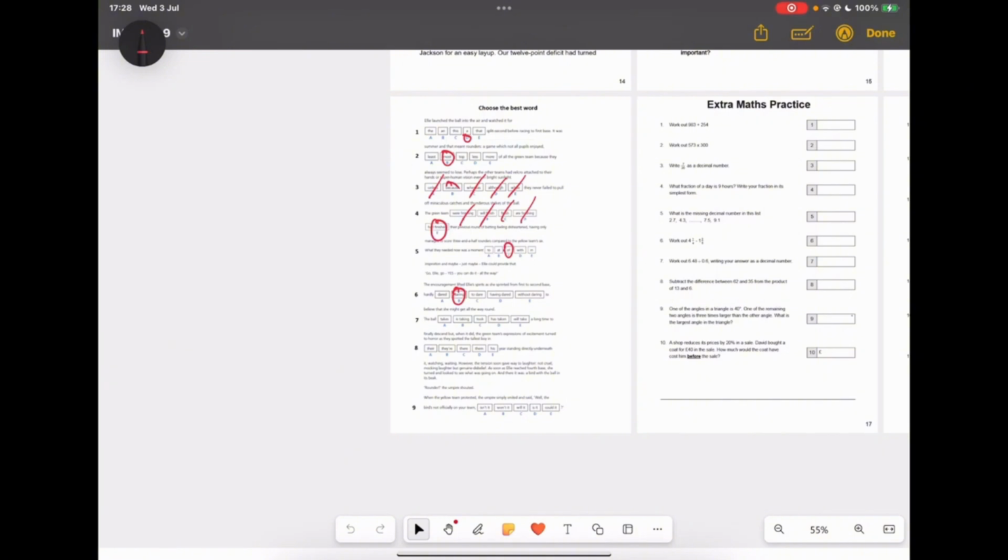Question 7. The ball something a long time to finally descend, but when it did, the green team's expressions of excitement turned to horror as they spotted the tallest boy in.